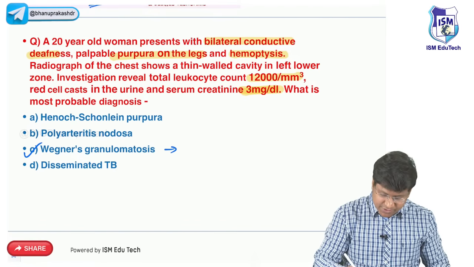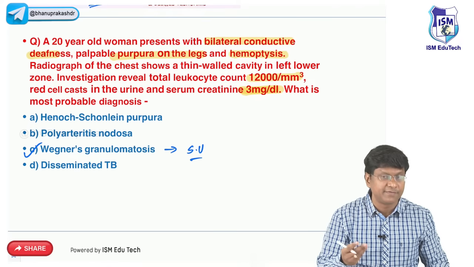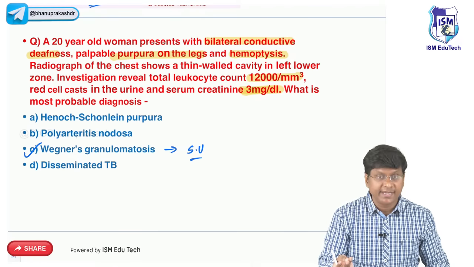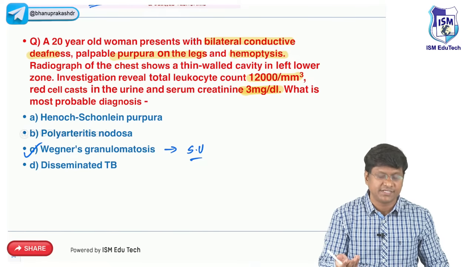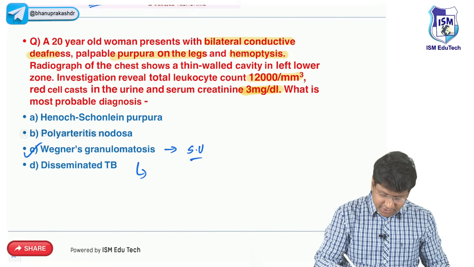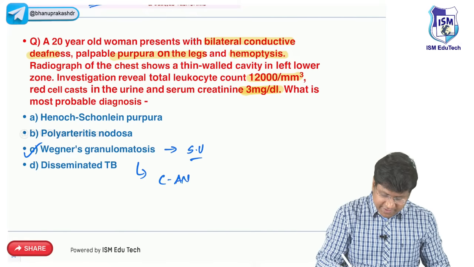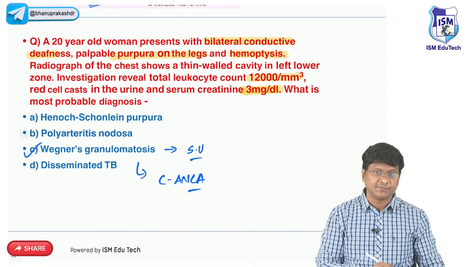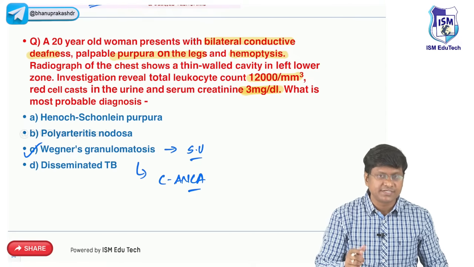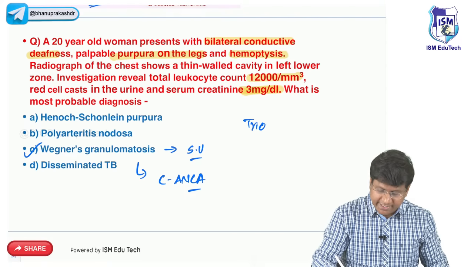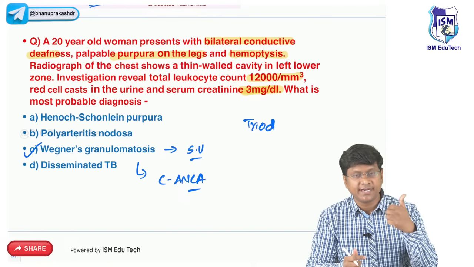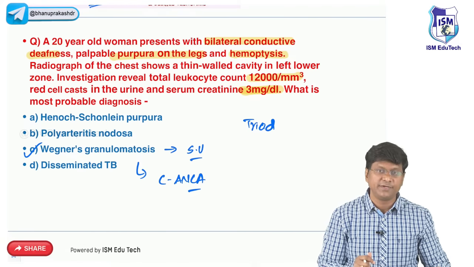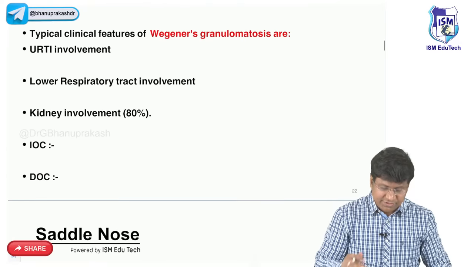So Wegener's granulomatosis, what exactly is this? It is a form of small vessel vasculitis, right? And you have granuloma formation. The word itself tells you it's a granulomatous inflammation. In case of Wegener's granulomatosis, the antibody that will be positive is C-ANCA. Now, you need to remember a triad of involvement. What is the triad? Upper respiratory tract, lower respiratory tract, and involvement of the kidney in case of Wegener's granulomatosis.